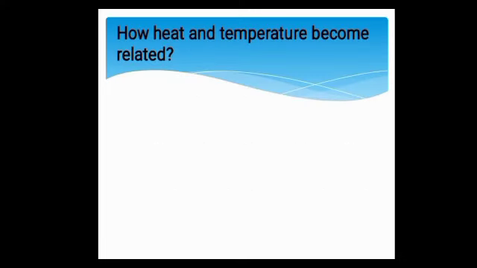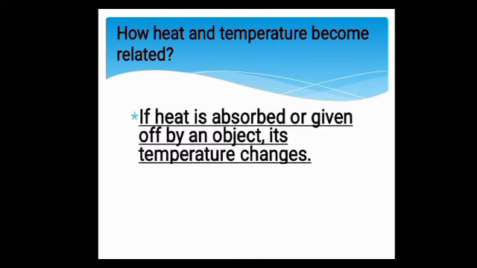How do heat and temperature become related? Are they the same? Are they different? How are they related to each other? What do they have to do with each other? If heat is absorbed or given off by an object, its temperature changes. So when heat energy is absorbed, or removed, given off by an object, the temperature changes. So heat and temperature are different, but they have something to do with each other.